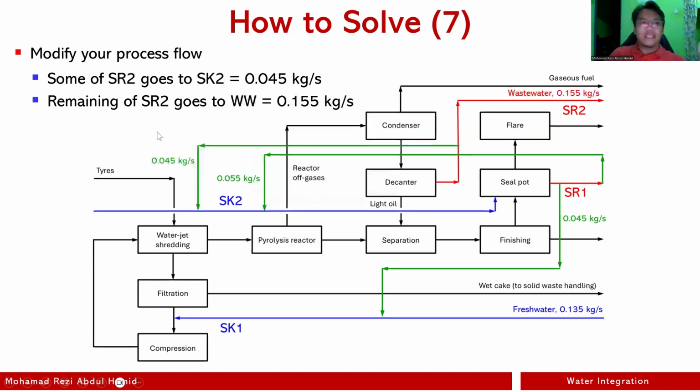Now you check the next text. Some of SR2 goes to SK2. Now these are SR2. Some of it. So these are some of it. You create a junction, go to SK2. These are SK2. So you create it like this. And the remaining just goes to wastewater. As simple as that. Now, this is how I interpret it.